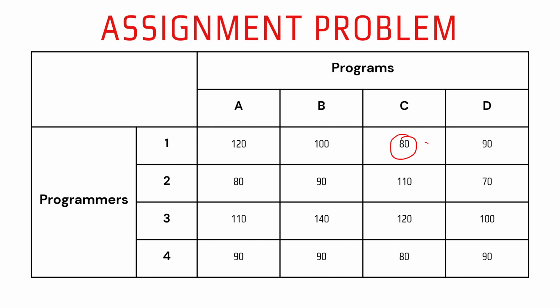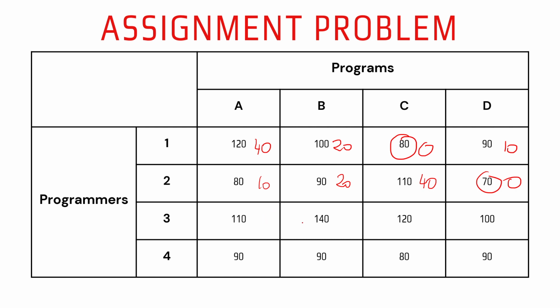So 80 minus 80 will obviously be 0. 120 minus 80 is 40. 100 will be 20. And 90 will be 10. For the second row, the smallest is 70. So it will be 0. 80 will be 10, 90 will be 20, and 110 will be 40.